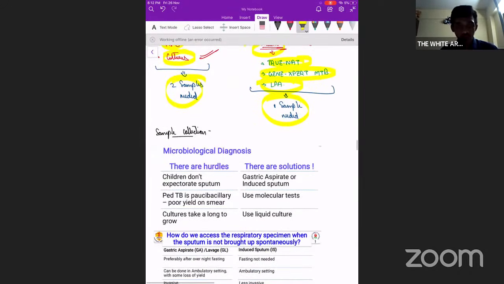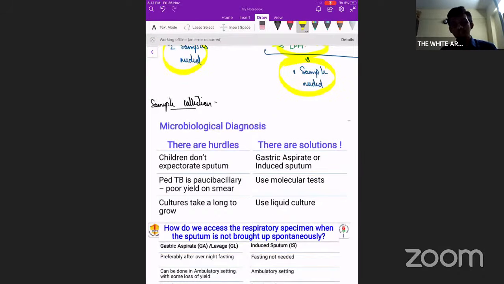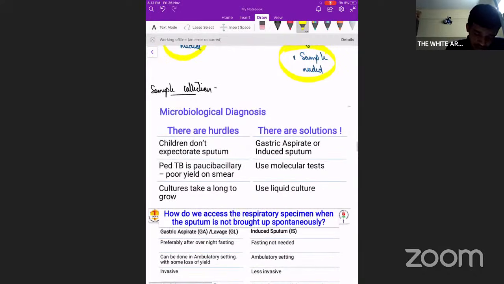Okay, now how do we collect sample? Again, when it comes to pediatrics, the child just cannot expectorate the sputum, correct? So what are the hurdles that are present? Child doesn't expectorate sputum, and second, it is paucibacillary, so poor yield on smear is present, and culture takes long time to grow. So that is why they came up with gastric aspirate or induced sputum, use of molecular tests, even though it is paucibacillary, molecular test can pick it up, and use of liquid culture.